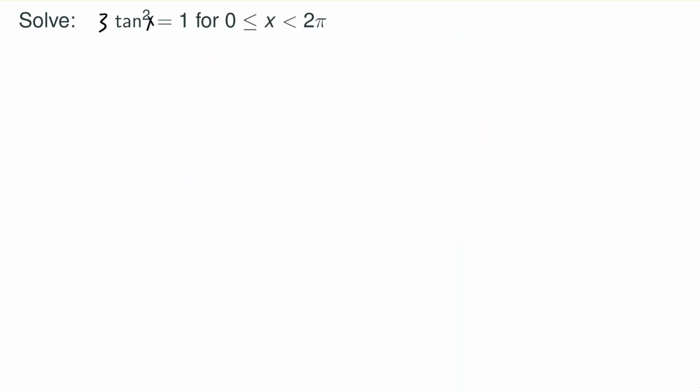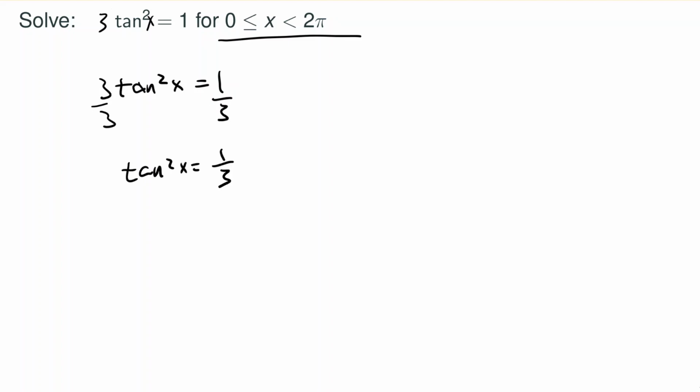For the next one, we want an angle between 0 and 2 pi, essentially from the unit circle. So this equation would have a finite number of answers because we're only looking at angles between 0 and 2 pi. So first, let's divide by 3 on both sides, like this. So you have tangent squared x equals 1 over 3. Then we take the square root of both sides, like this. But when we do that, we actually need to have plus or minus on the right side.